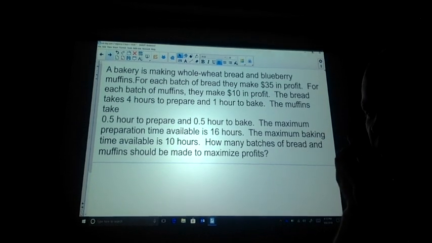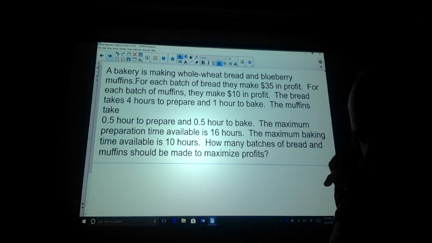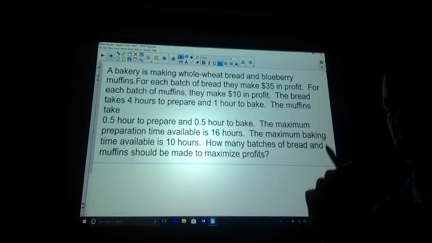All right, so let's look at this. A bakery is making whole wheat bread and blueberry muffins. For each batch of bread, they make $35 profit. For each batch of muffins, they make $10 profit. The bread takes 4 hours to prepare and 1 hour to bake. The muffins take 0.5 hour to prepare and 0.5 hour to bake. The maximum preparation time available is 16 hours. The maximum baking time is 10 hours. How many batches of bread and muffins should be made to maximize profits?